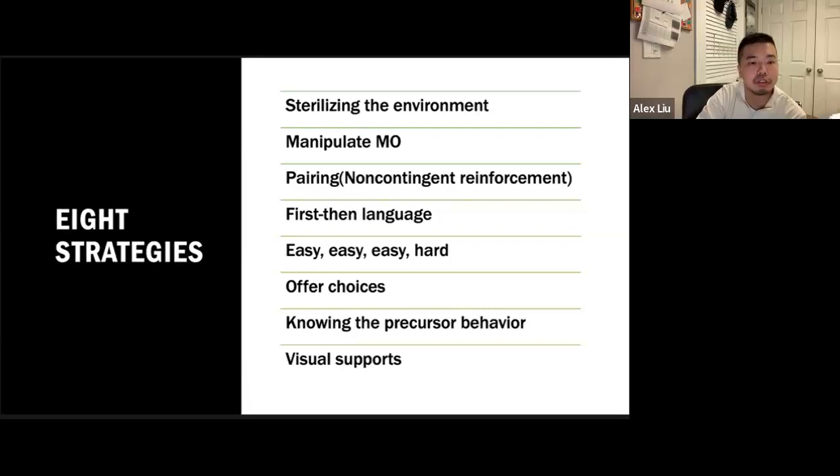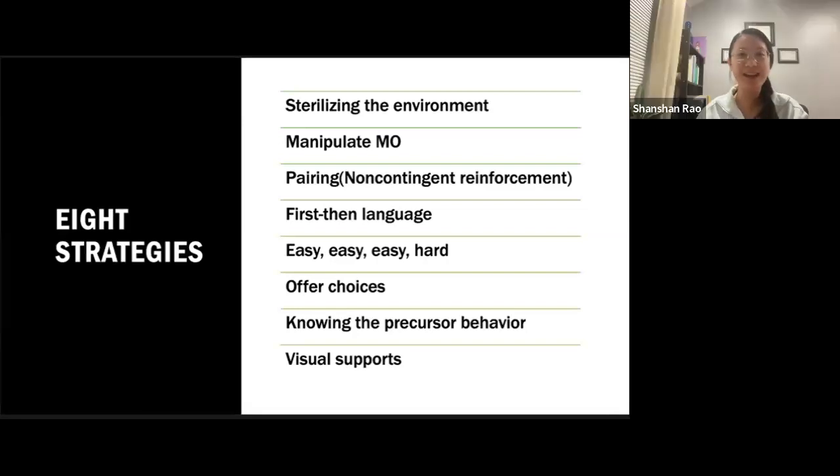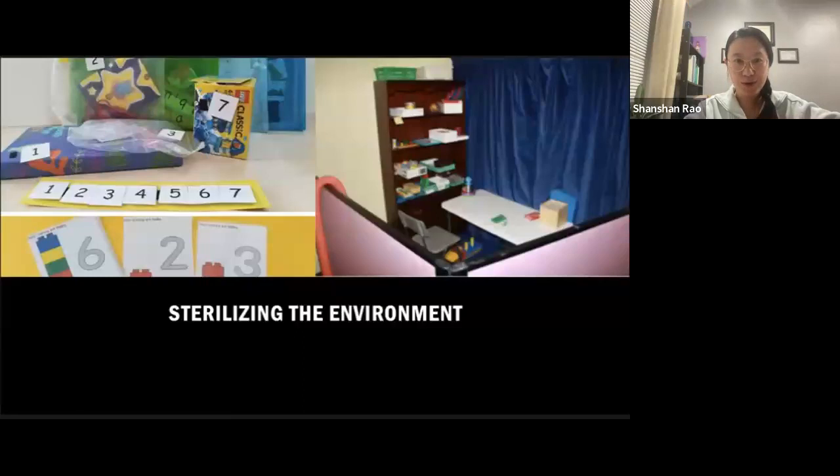So is offer choice like you're giving your students two activities that they would like to participate in and letting them choose, instead of giving them one and they don't want to do it, then they throw tantrums? Yes, that's right. That is a very effective strategy. That's one of them. Awesome. Thank you, Alex.